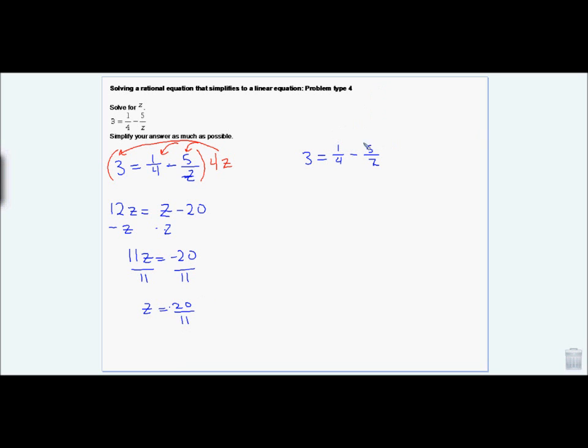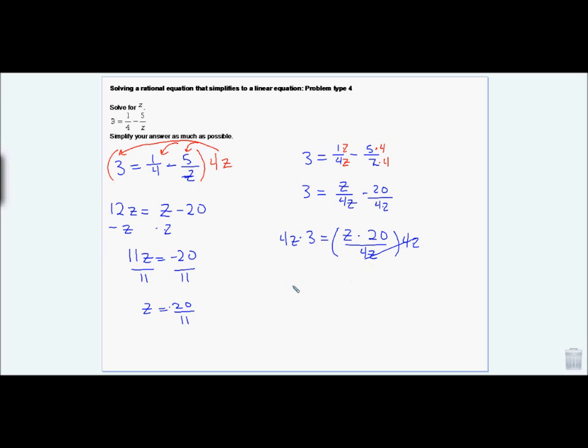Now another way we can do this is we can just deal with common denominators on one side of the equation. I need to multiply this one by z over z and this by 4 over 4, which will give me 3 is equal to z over 4z minus 20 over 4z. So that gives me 3 is equal to z minus 20 over 4z. And you multiply both sides by 4z to cancel.